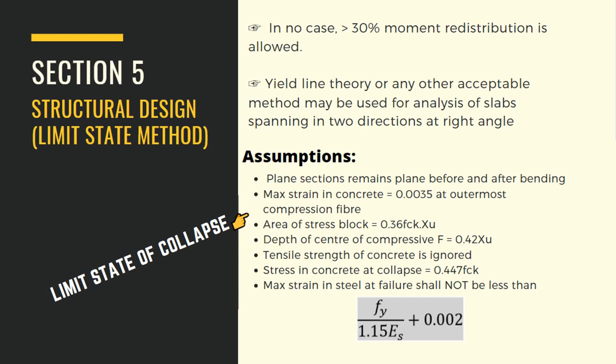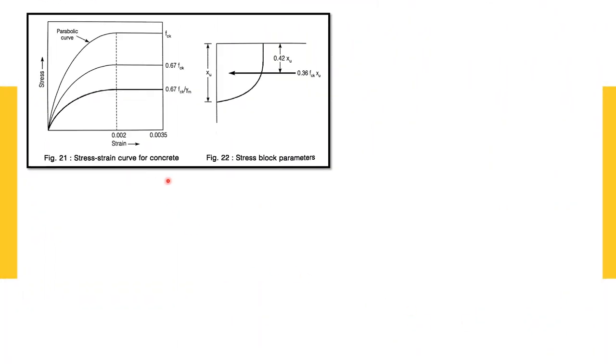Now let us see some graphs on the stress strain curve of concrete and how it behaves. This is the actual stress strain curve for concrete. First it varies parabolically, and then after strain of 0.002 it varies in a straight horizontal line. This is the characteristic strength. This is after applying partial safety factor gamma m, 0.67 FCK, which is nothing but 0.447 FCK. This is the stress block diagram.